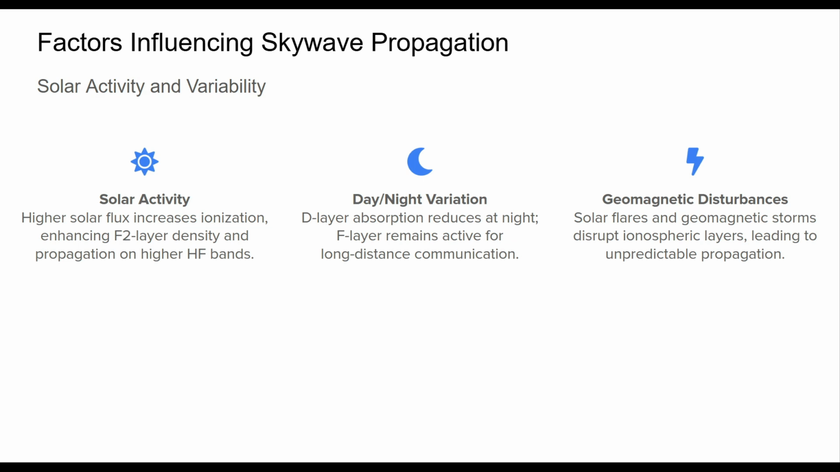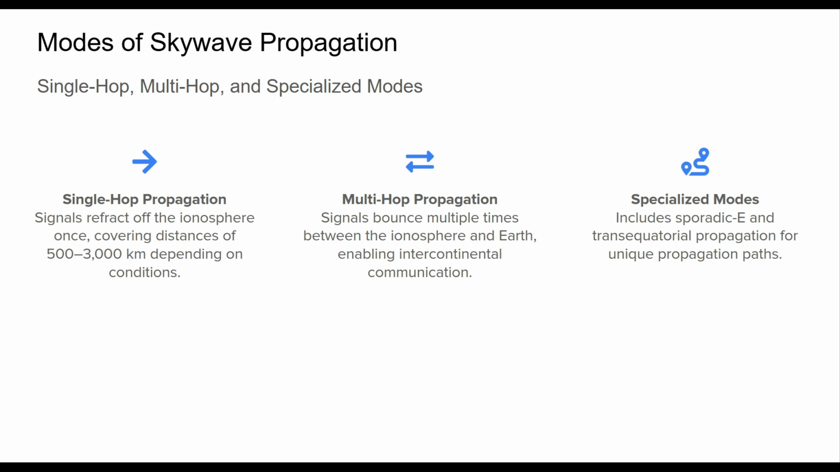During periods of high solar activity, the ionosphere becomes more ionized, enhancing the F2 layer's ability to support higher frequency propagation. At night, the D layer dissipates, reducing absorption and enabling better propagation on lower frequencies. However, geomagnetic storms caused by solar flares and coronal mass ejections can disturb the ionosphere, leading to erratic signal behavior and interruptions. Skywave propagation occurs in various modes, enabling diverse communication ranges.